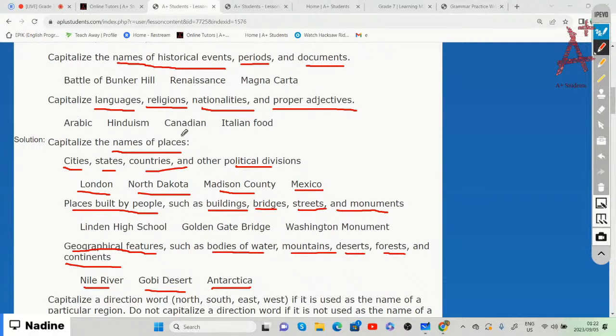So we need to capitalize quite a few things, right? And we basically call these words or things that we need to capitalize proper nouns. Once we generalize it, common nouns, that is when we write it with lowercase, right? All right, let's move along.